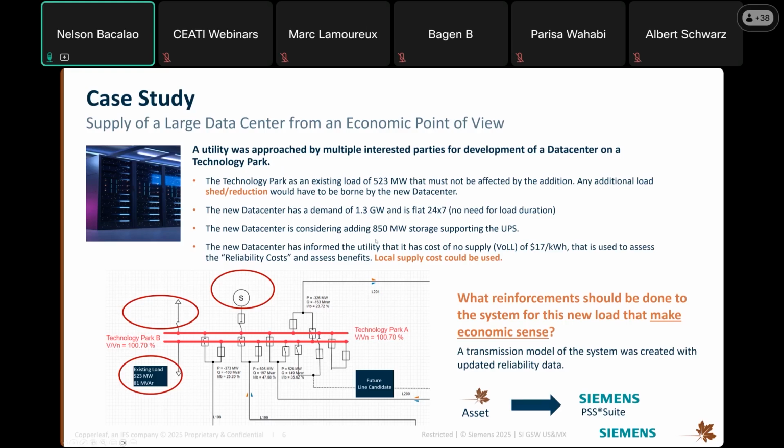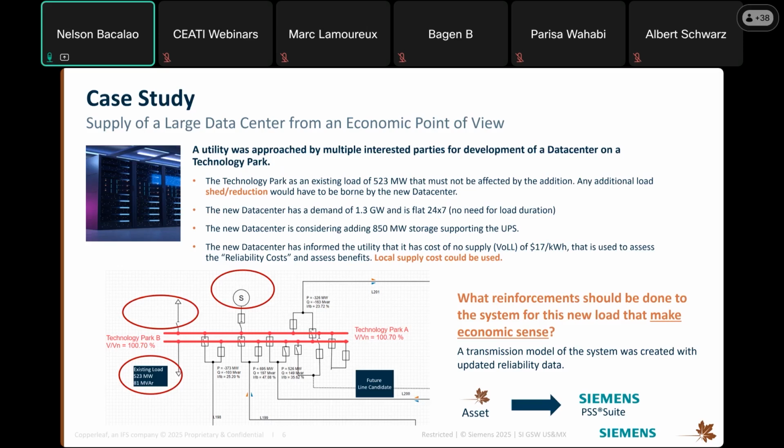And the data center is also adding 850 megawatts of storage, and that's a given decision, so that's being modeled. And it informed us that their cost of energy not served is $17 per kilowatt hour, a very high value. Alternatively, and this we have also done with other studies, we start with the cost of local supply, which can also be fairly high. So local supply may be installing large turbines on site, adding more storage.